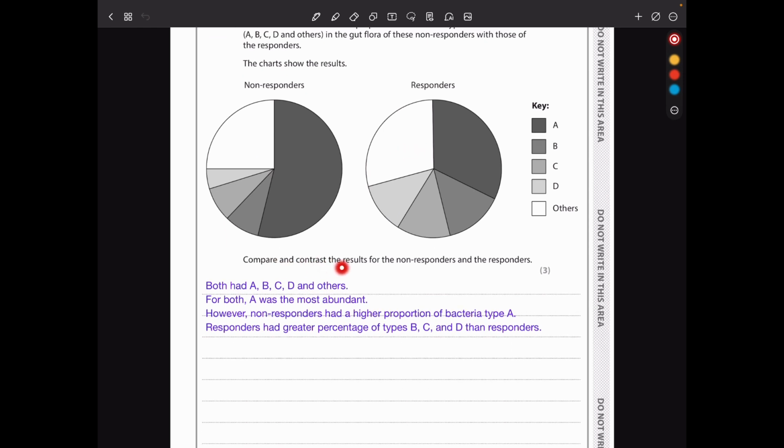So they say compare and contrast the results for non-responders and responders. Simple, I said both had A, B, C, D, and others, and for both A was the most abundant. However, non-responders had a higher proportion of bacteria type A. Responders had greater percentage of B, C, D. You could also say and others.